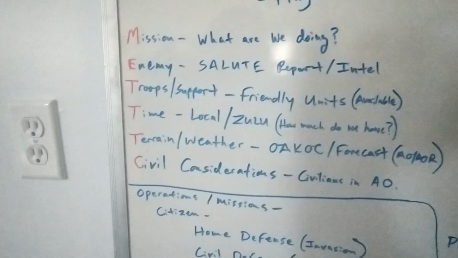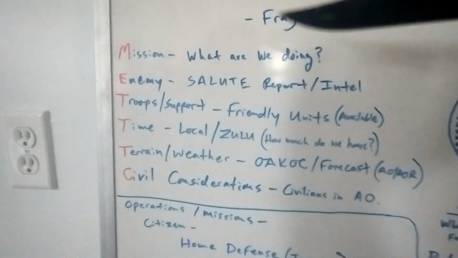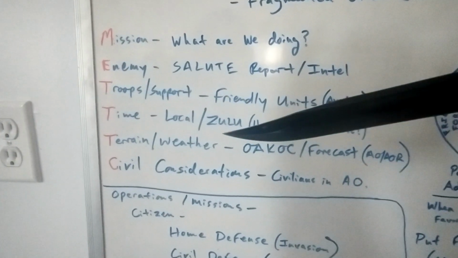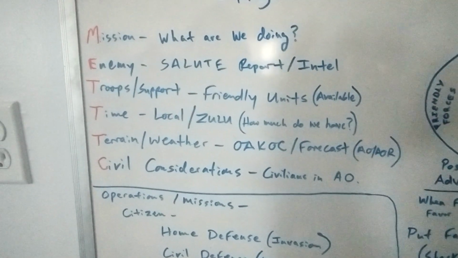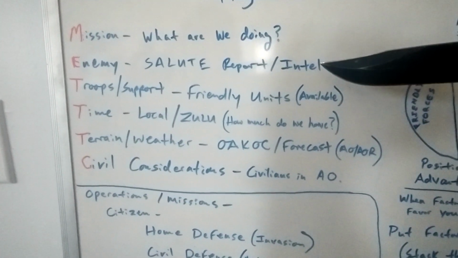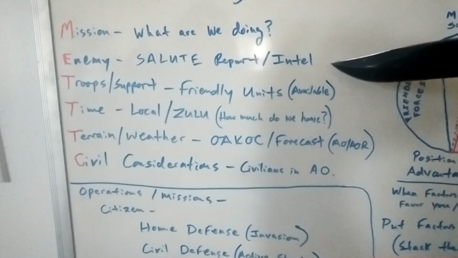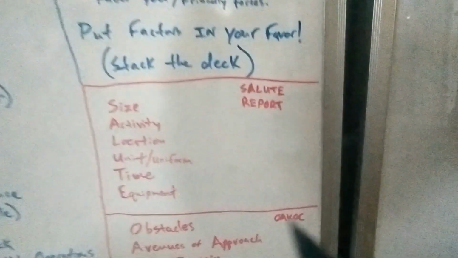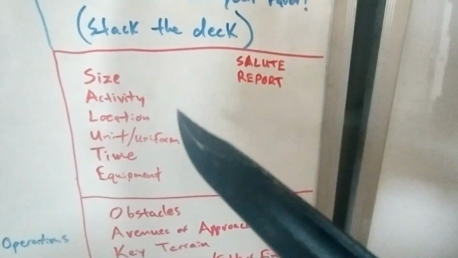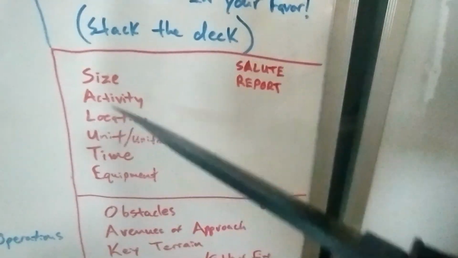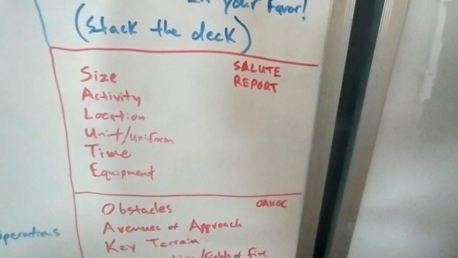What does the acronym stand for? That acronym stands for mission, enemy, troops and support, time, terrain and weather, and civilian considerations, right? So the mission is going to be, what are we doing? Enemy is going to be active intelligence on the enemy, which is a full SALUTE report down here. That's size, activity, location, unit or uniform, time, and equipment. All this stuff is pretty self-explanatory.